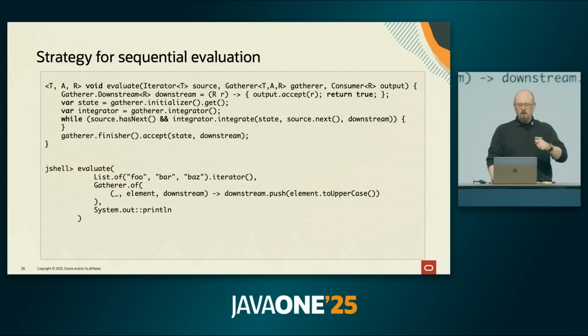So if we call this evaluate method with a list that we obtain the iterator of, we pass in an ad hoc gatherer that just consumes strings and does toUpperCase on them and pushes them downstream. And we will want to have System.out.println as the destination of this evaluation. This is what it does. So it prints out foo, bar, and baz, which is the uppercase version of these things. Clearly, this is just for demonstration purposes, but I think you could see how the machinery fits together and how it works. But how do we do the parallel version of this?